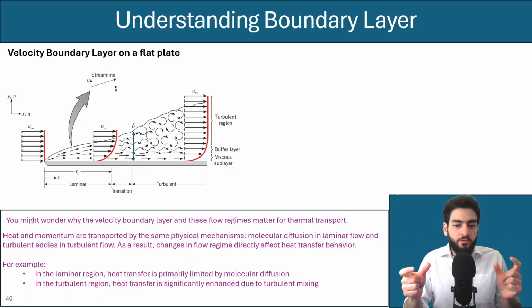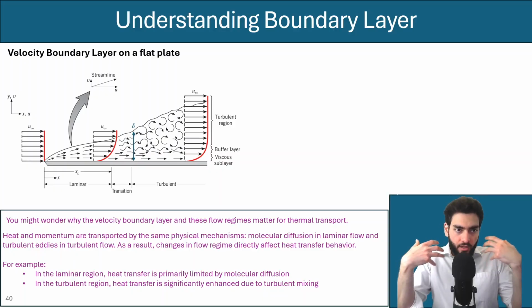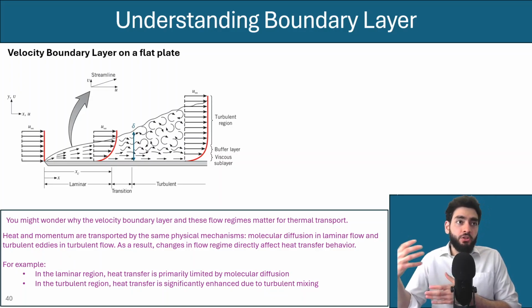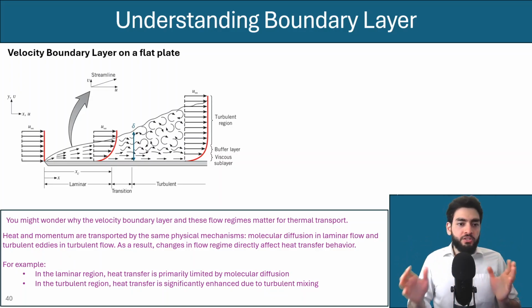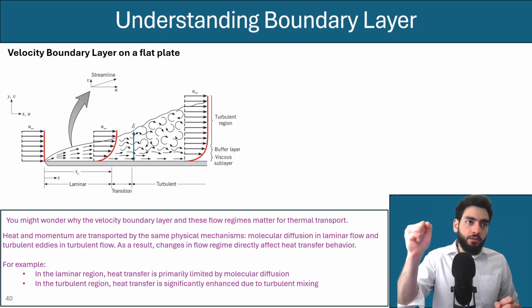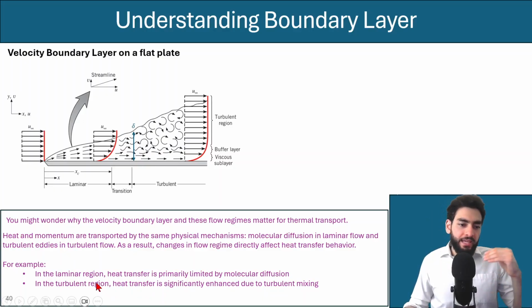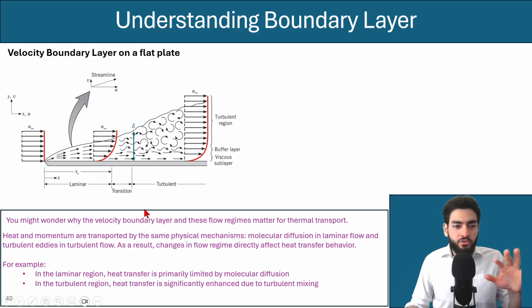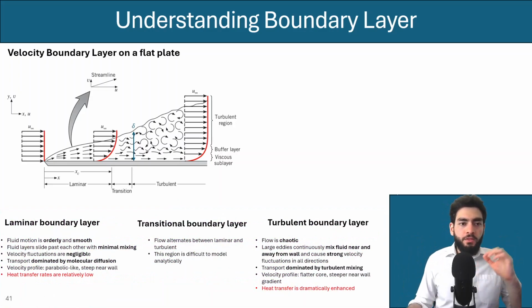And I want you to be aware of that, because when we start looking at the boundary layers for thermal transport, and when we start looking at the heat transfer convection coefficients for different geometries, you might see different correlations for laminar flow than for turbulent flow. For example, in the laminar region, heat transfer is primarily limited by molecular diffusion. However, in the turbulent region, heat transfer is significantly enhanced because of this turbulent mixing. So let's start to understand these regions more right now and then go into the thermal boundary layer.